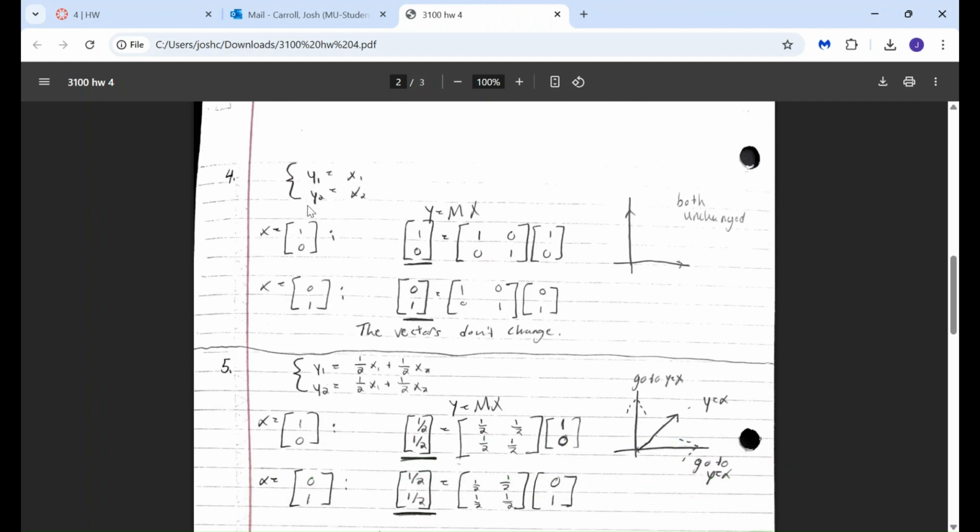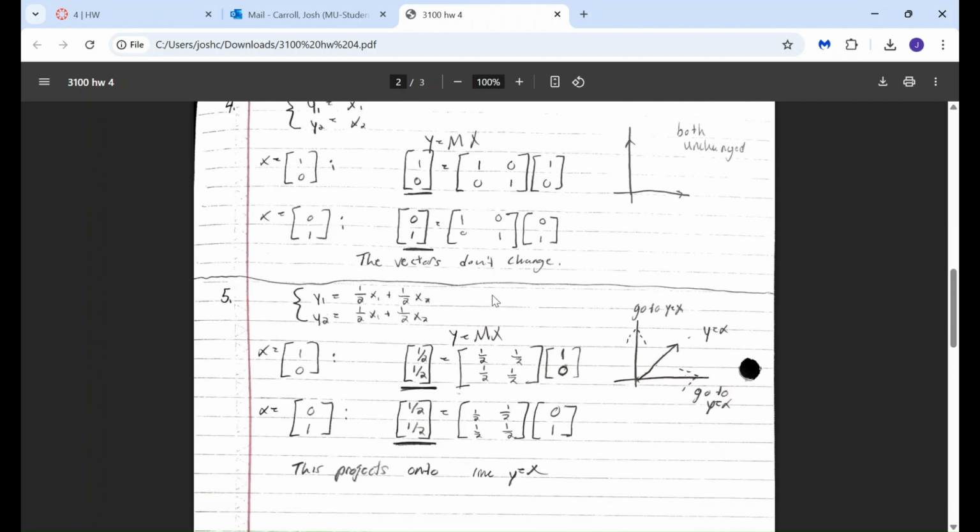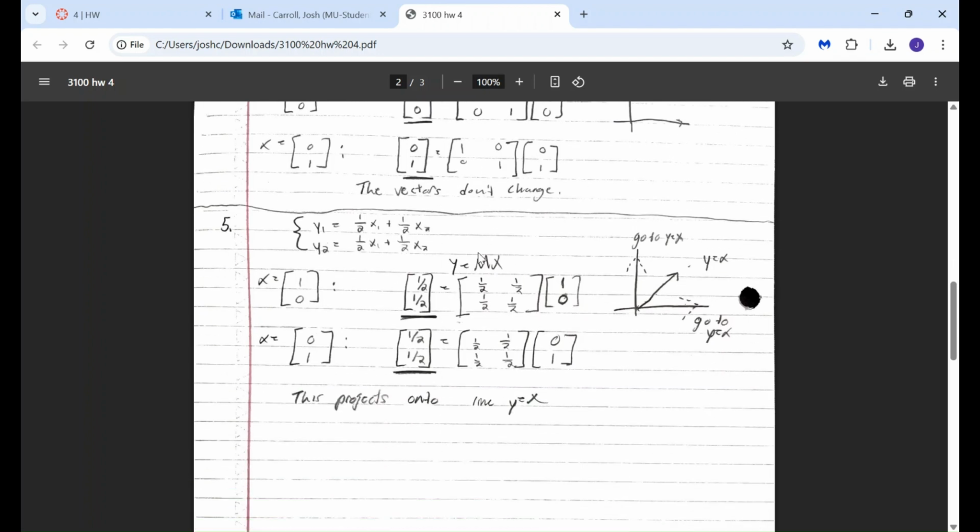Here, y1 equals x1, y2 equals x2. This is very clear to me that it's going to be just an unchanged one, both the vectors being unchanged. And when you multiply it out, you can see the x is the same as the y. The matrix doesn't really affect it. And that's what a graph representation would look like. Vectors don't change.